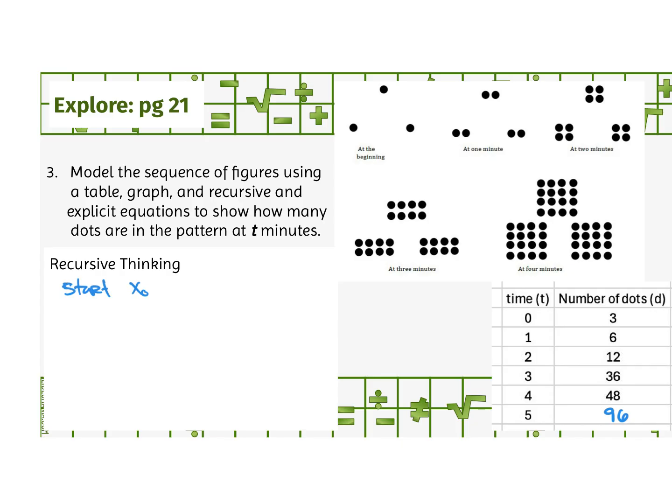We're starting at x of 0. Where did we start on our table? That was 3. Or where did we start with our dots? We have 3 dots. And then, again, recursive kind of starts with the one before.